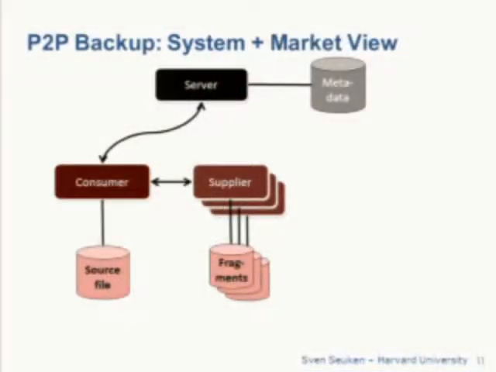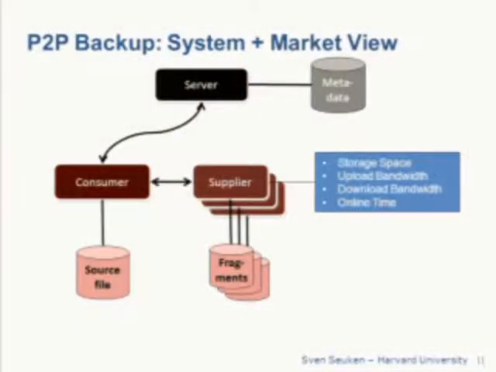So here's a high-level view of this system. At different points in time, a particular user of the system is either a consumer or a supplier of resources. As a consumer, we take a source file that he wants to back up, which is then split into many fragments and stored across many different suppliers. Each supplier has to supply some of the storage space, upload bandwidth, download bandwidth, and online time to participate in the system. Whenever a consumer backs up one of his files, he has to pay a certain amount of credits to the server, who then in return takes that credit and spreads it across the suppliers that are involved in that particular interaction.